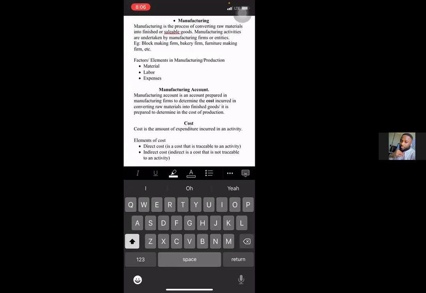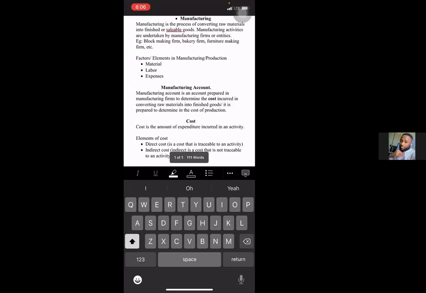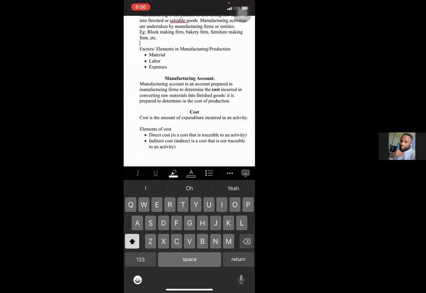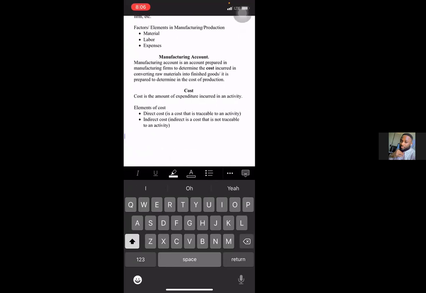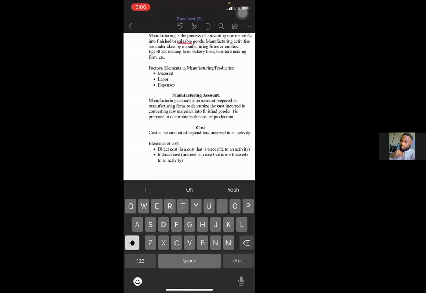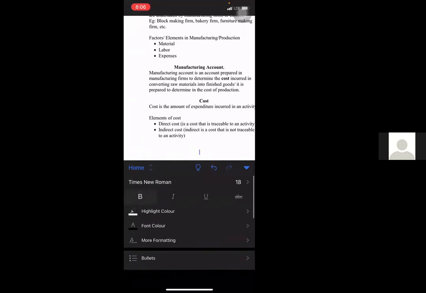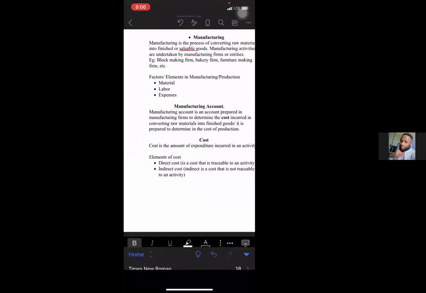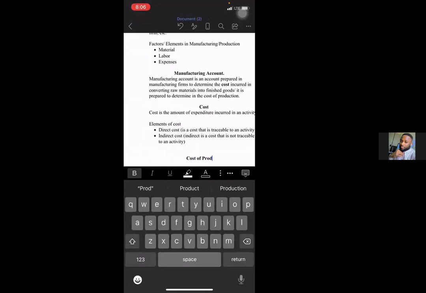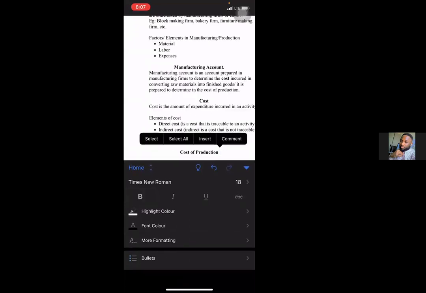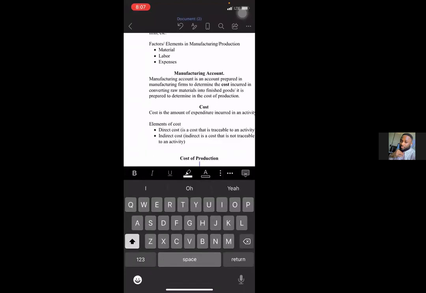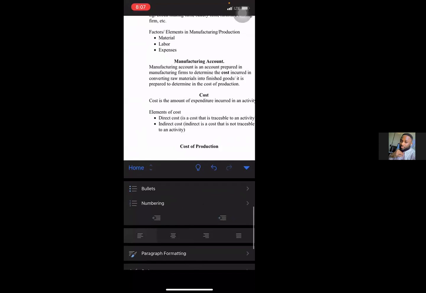All right. So we've looked at manufacturing and we've looked at costs. As an accountant, we have to prepare a manufacturing account, and the manufacturing account will help us know the cost of production. So now let's talk about cost of production. My question to you is, what is cost of production?